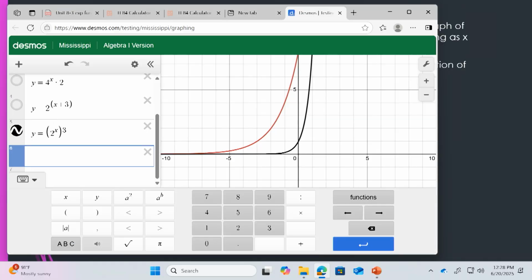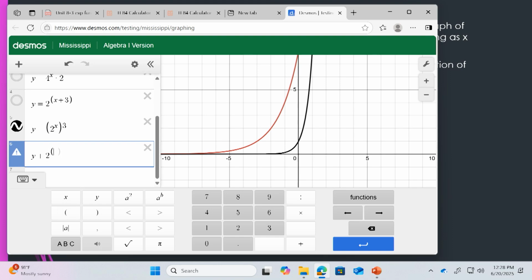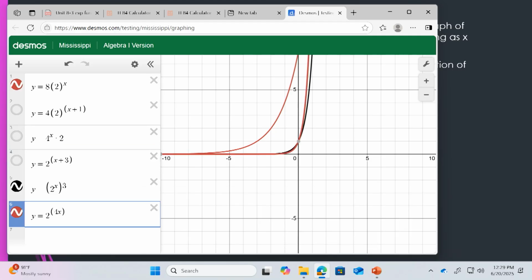All right, so number 6, we're going to put a 2. Nope, we've got to put y equals 2, and we're going to put that to the 4x. That's still not laying right on top. So whoa, what happened? Oh, I see. I did not put an equal sign. There we go. So even though they're both red, they're not lying right on top of each other, so I know that's not a possible answer. So let's try the last one.